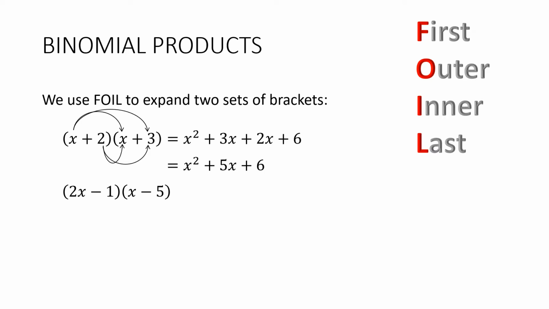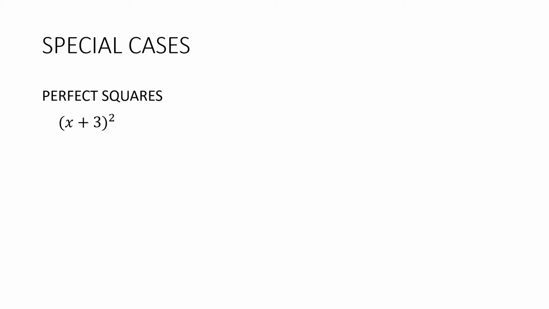Let's try another one. We're going to get 2x squared, take away 10x, take away x, plus 5. And joining these 2 together, we're going to get negative 11x, so there's our answer. Now there are a couple of special cases that we need to be aware of. And the first one is perfect squares. That's where you've got a binomial and we square it.